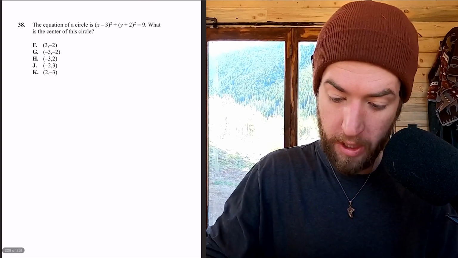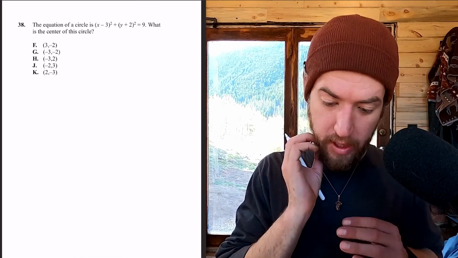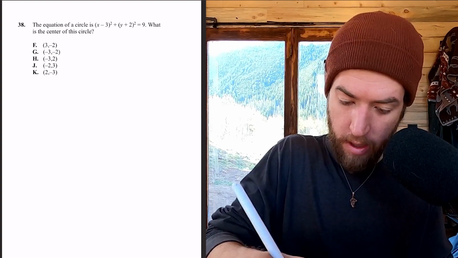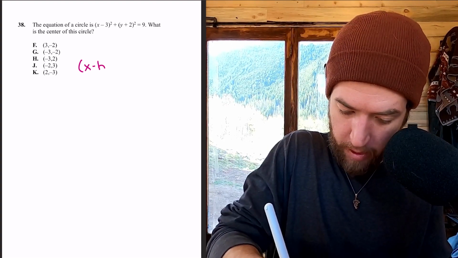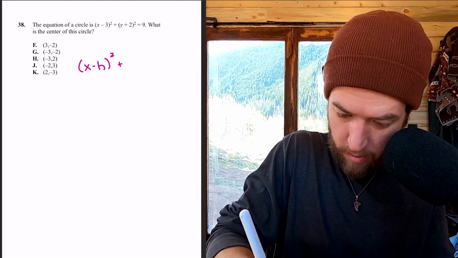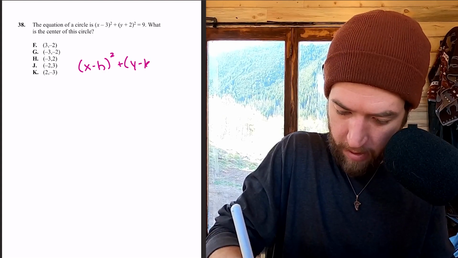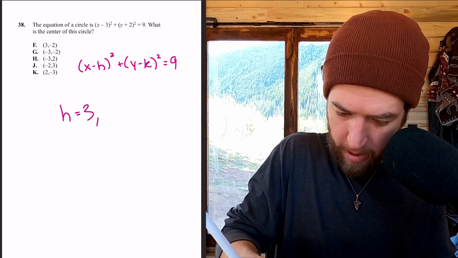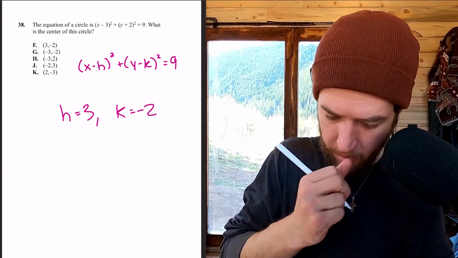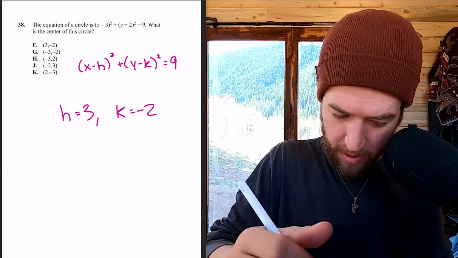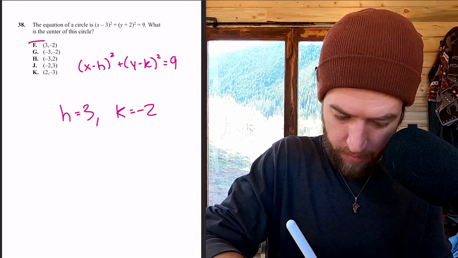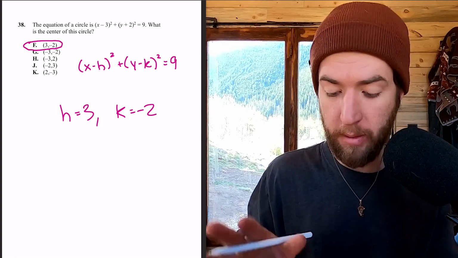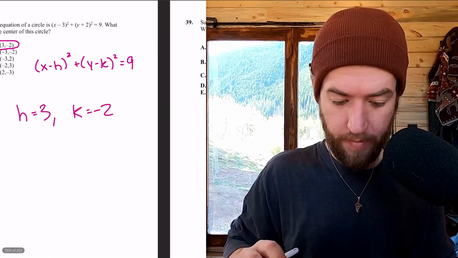All right, the equation of a circle, x minus 3 squared plus y plus 2 squared equals 9. What is the center of the circle? All right, so this is the basic formula for a circle without all the radiuses and stuff in there. So h is 3 and k is negative 2. So the center is 3 comma negative 2. We could put this into a graphing calculator just to double check, but I'm pretty sure that's right. On to the next.